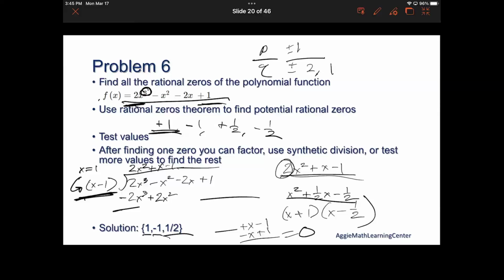Yes. Would you be able to just plug in 2x squared plus x minus 1 into the quadratic formula and get the same answer? So would we be able to plug in this piece right here into the quadratic formula? Yes, you could. Okay. And that would also give you the correct answer. Yes. How did you find the list of potential rational zeros?